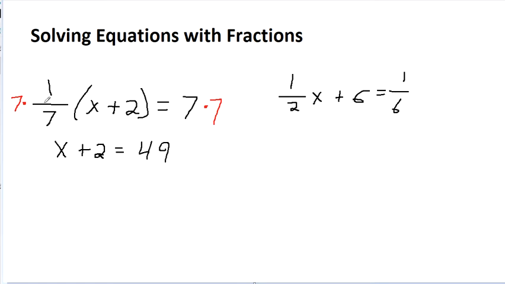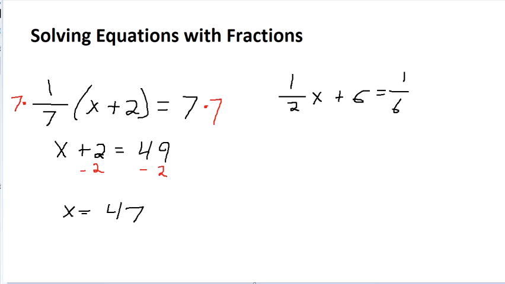Alright, so a lot of words I just spewed at you there. But basically, if you want to get rid of 1/7, multiply by 7. And then to finish out, this is just a one-step equation now, right? Just subtract 2 from both sides. So I get x is 47.